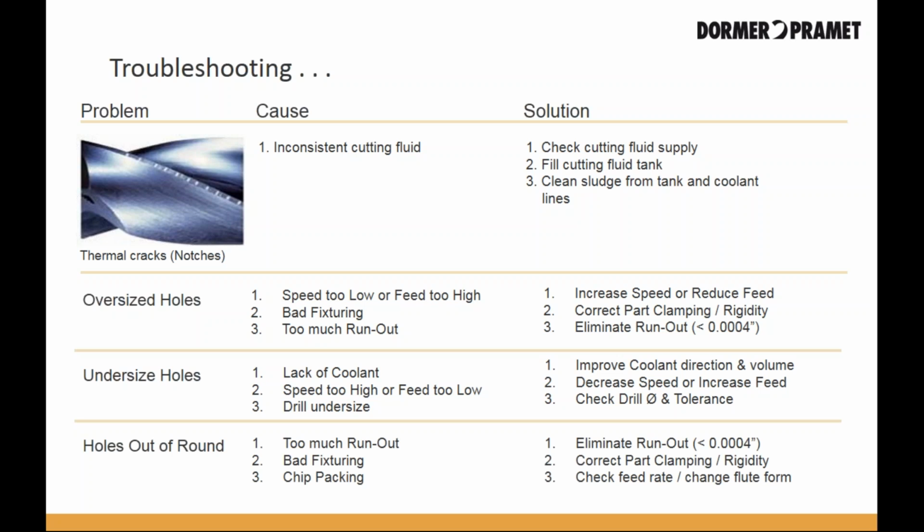And holes out of round. Too much runout, again, can cause this situation. Bad fixturing can also cause this, or chip packing can cause this situation. So you're going to want to eliminate the runout. Again, always be sure your runout is less than 0.0004 inch TIR. This is necessary, and even during the operation that can change, like I said earlier, because of the cutting forces. Correct your part clamping and your rigidity. Check your feed rate and/or change your flute form.